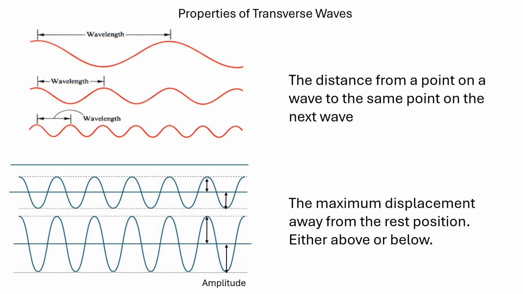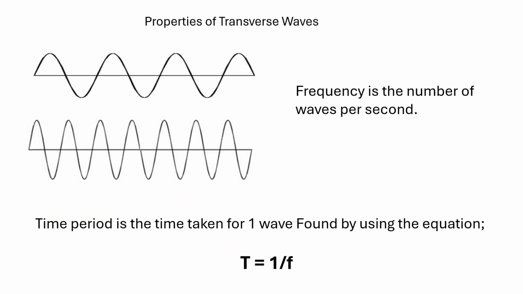The third property is the frequency, and that is the number of waves per second. That is measured in units called hertz. So if you look at the pictures here, you can see there are two waves. The second wave, there are more of them in the same amount of time, and therefore that one would have a higher frequency.